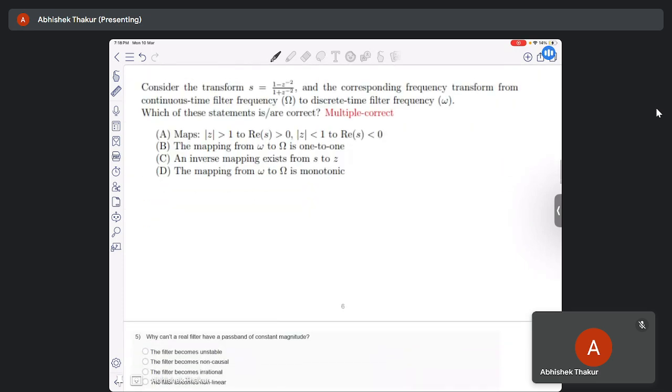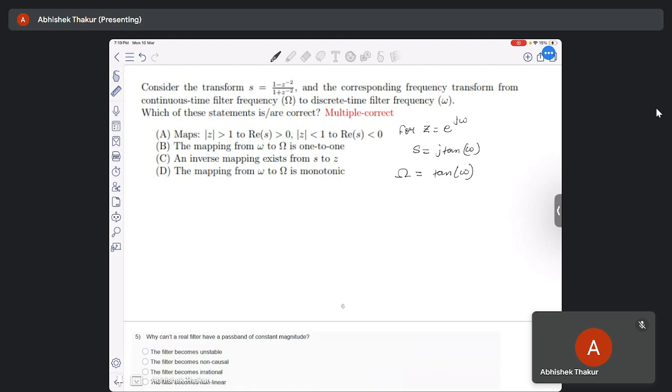So, now we will move on to question number 4. Consider the transform S is equal to (1 plus z to the power of minus 2) divided by (1 minus z to the power of minus 2), and the corresponding frequency transform from the continuous time filter frequency to the discrete time filter frequency omega. Which of these statements are correct? For z is equal to e to the power of j omega, we have S is equal to j tan omega. And the frequency transformation from continuous to digital is omega is equal to tan of the digital frequency omega, the discrete time filter frequency.